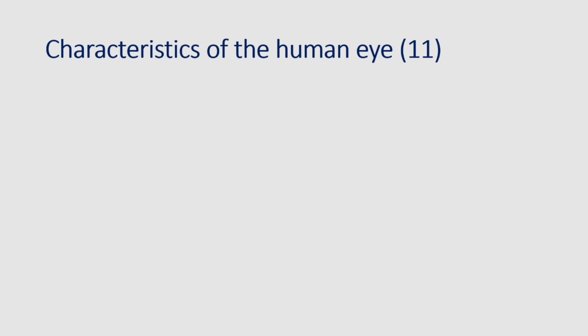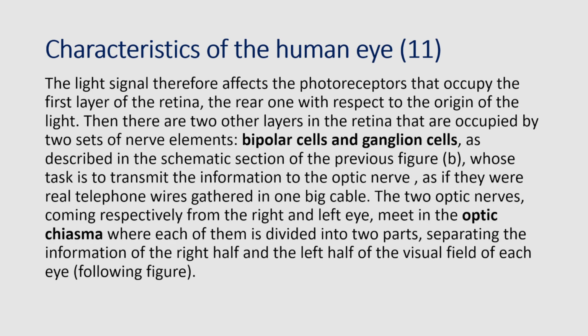Characteristics of the human eye, 11. The light signal therefore affects the photoreceptors that occupy the first layer of the retina, the rear one with respect to the origin of the light. Then there are 2 other layers in the retina that are occupied by 2 sets of nerve elements, bipolar cells and ganglion cells, as described in the schematic section of the previous figure, B, whose task is to transmit the information to the optic nerve, as if they were real telephone wires gathered in one big cable.